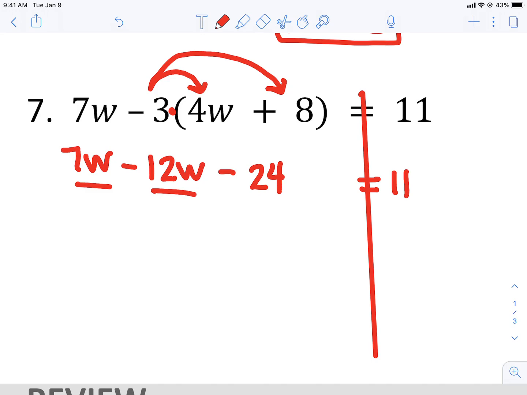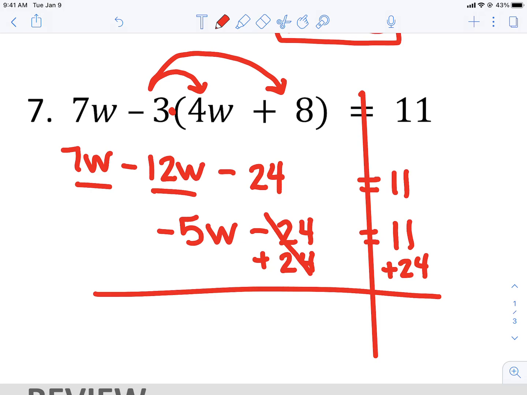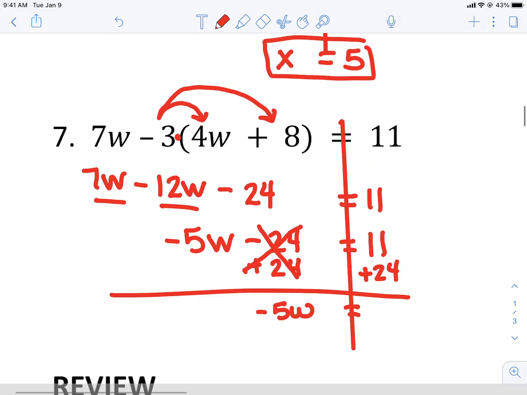So 7w minus 12w gives me a -5w. I bring down the -24 equals 11. Okay, we want to move the 24 to the other side, so we add 24 to both sides, so plus 24. When we do that, -24 plus 24 zeroes out. I bring down the -5w. 11 plus 24 is 35.